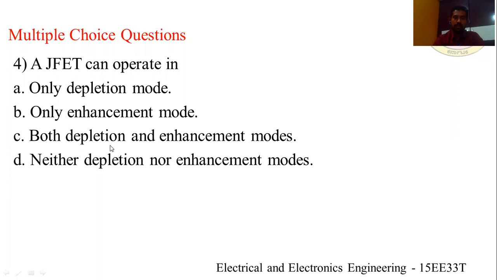Coming to the fourth question: a JFET can operate in. Option A, only depletion mode; option B, only enhancement mode; option C, both depletion and enhancement mode; option D, neither depletion nor enhancement mode. And the answer is option A. The junction field effect transistor can only operate in depletion mode because it has no enhancement mode. In MOSFETs, we have depletion mode as well as enhancement mode. Hence, the answer is A. That is, a JFET can operate in only depletion mode.